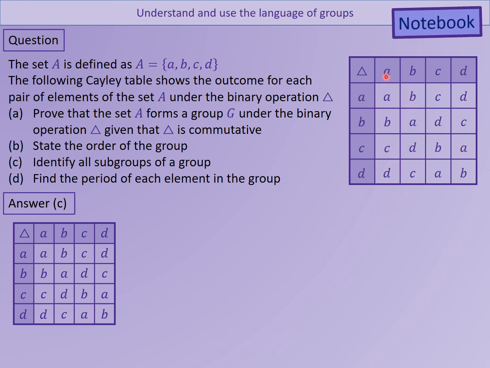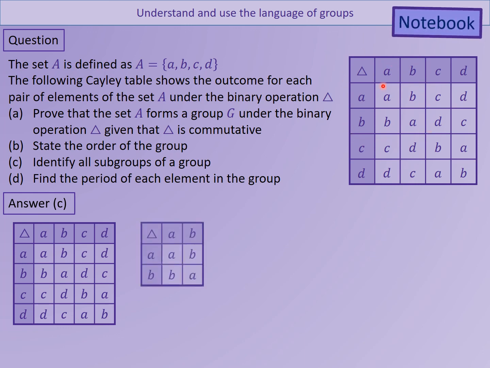It has to contain A because A is the identity. So it's no good trying to miss out A. So I know AB works, AC doesn't, and AD doesn't. So the only other subgroup I would say that works is this subgroup just here, which has got AB.